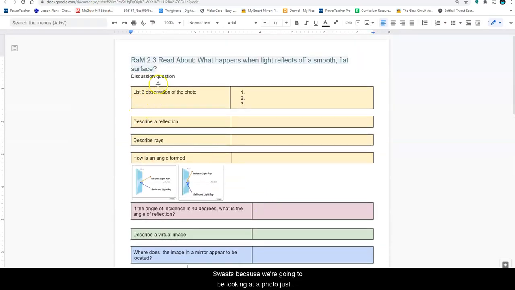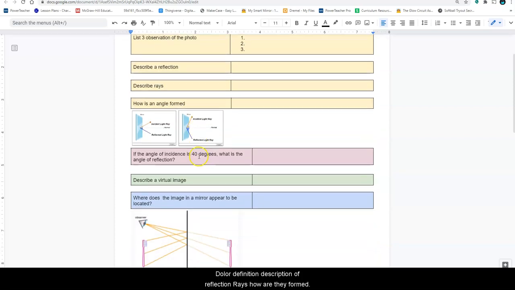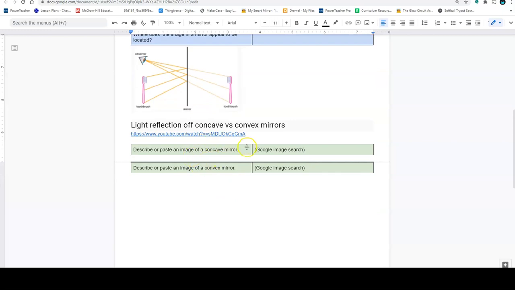So as we go into this assignment, we're going to be looking at a photo. Just give a brief description, a little definition description of reflection rays, how they are formed, those angles, a bit of an application question, describing a virtual image and where an image appears to be. And then this video is just a little bit more in depth, and the actual assignment is not necessarily related to it. You just need to do a Google image search for a concave mirror and a convex mirror.